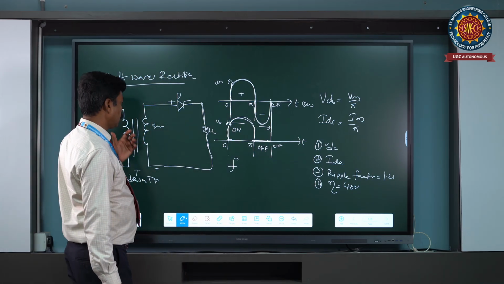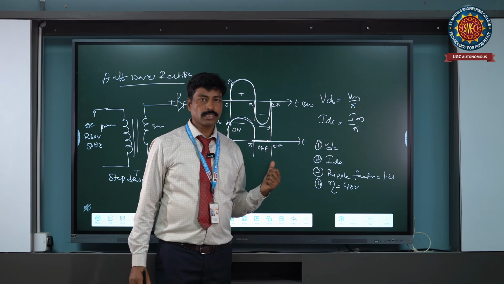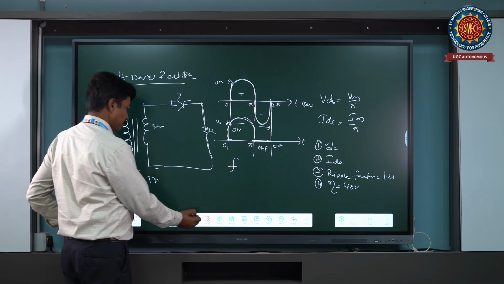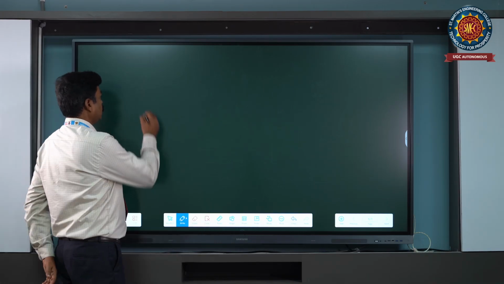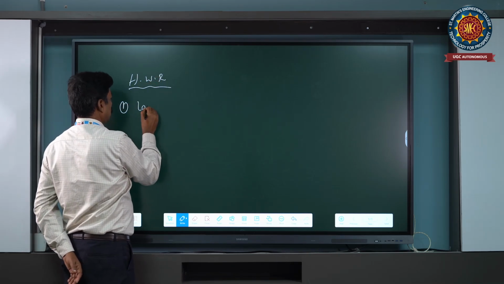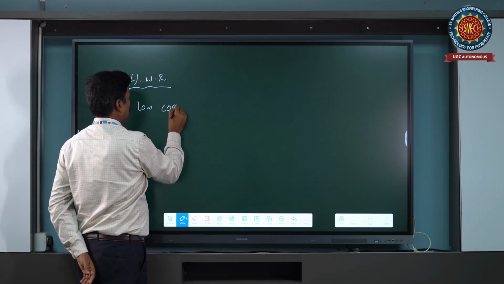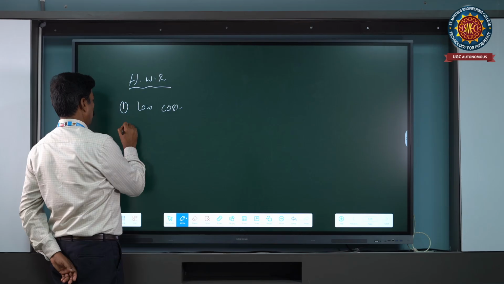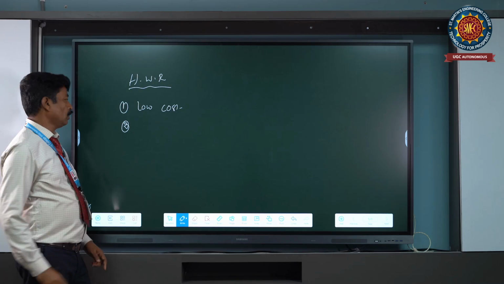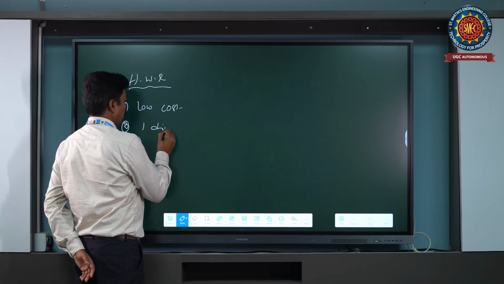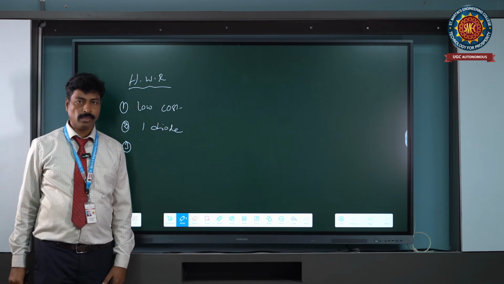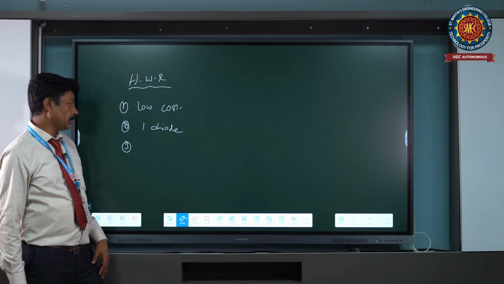The applications of the half-wave rectifier: the design is very simple and the cost is very low. Number one is low cost, the diode is very cheap. Another is simplicity, a half-wave rectifier requires only one diode. Also, the design and construction of the half-wave rectifier are simple.